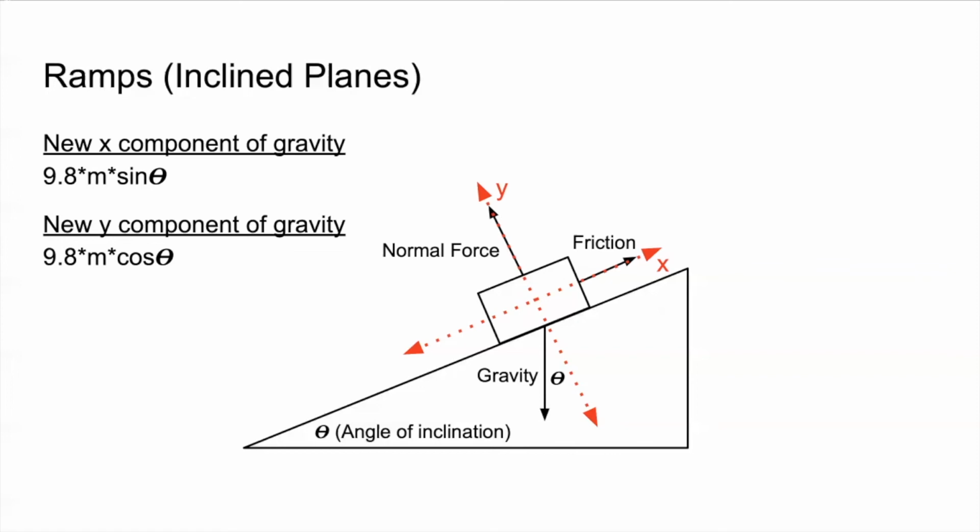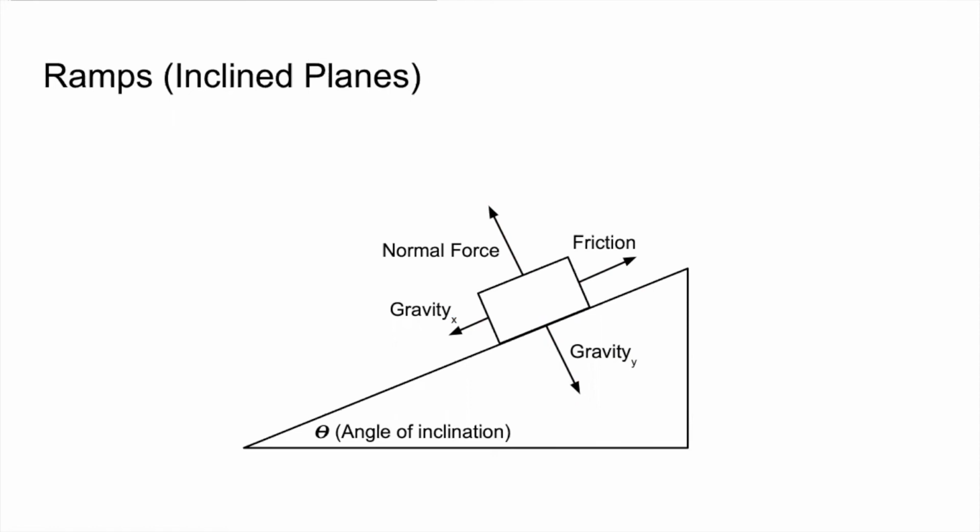Now this might seem backwards because you're used to seeing cosine for the x-axis and sine for the y-axis. So why is this backwards? The answer is because theta is the angle between gravity and the y-axis. In all previous examples that you've seen, it was the angle between the vector and the x-axis. So this is why we switched them around in this case.